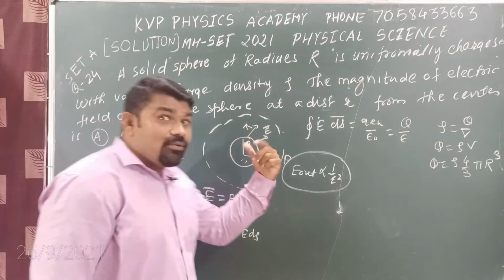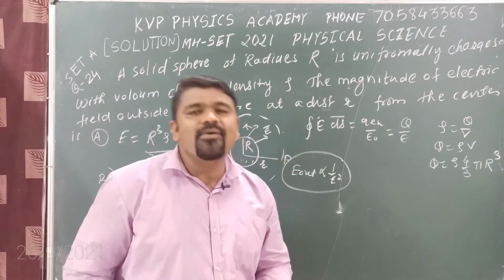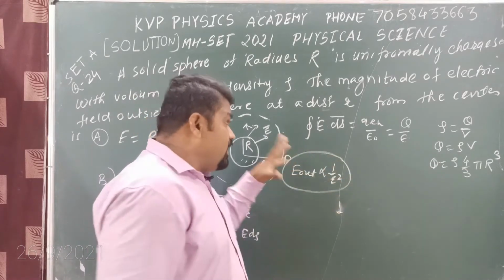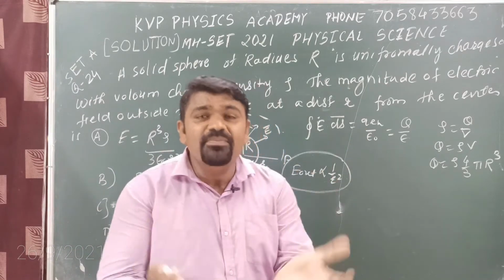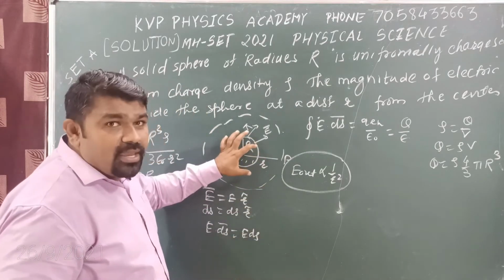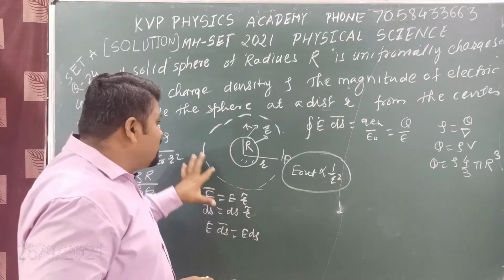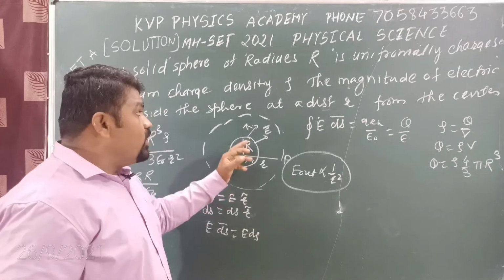Here we can apply Gauss law. Gauss law is closed integral E bar dot dS bar equals q enclosed upon epsilon naught, where E is the electric field, dS is the Gaussian area vector, and q enclosed is the charge enclosed. How much charge is enclosed by this Gaussian surface? This is very important. The system is present up to here, so charge is present from 0 to capital R only. Not here. Here the charge is 0.